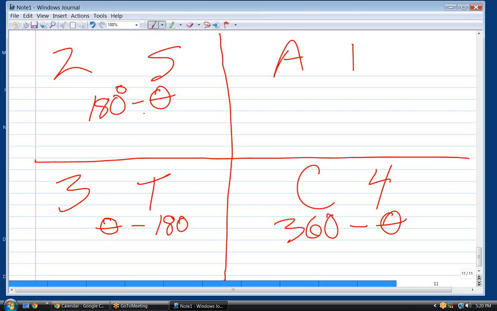You'll be able to figure it out. Worst case scenario, if they give you radians, you can convert to degrees and go through the analysis.